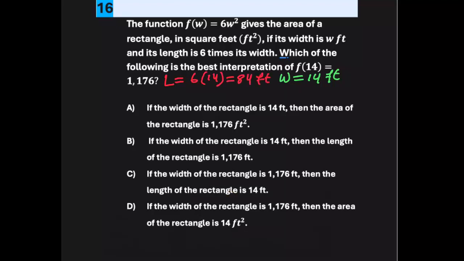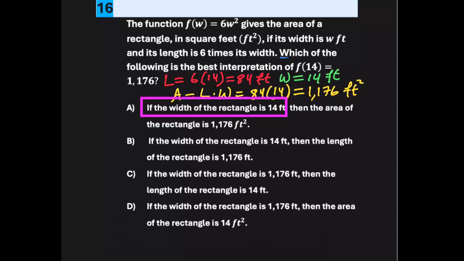And the area of the rectangle is length times the width. And the length is 84 and the width is 14. And that's equal to 1176 feet squared. So we have all the pieces. Let's go through the choices. Choice A, if the width of the rectangle is 14 feet, then the area of the rectangle is 1176 feet squared. And that's the answer.